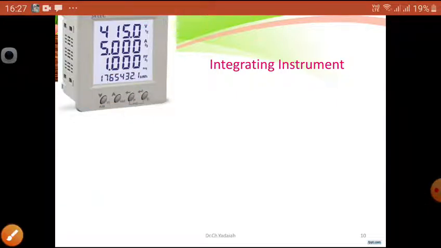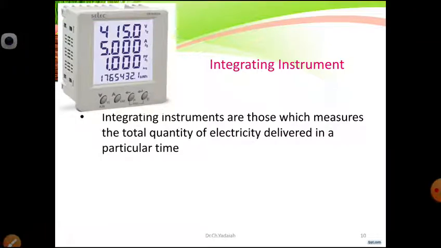The definition is nothing but the instruments which measure the total amount of either quantity of electricity or electrical energy supplied over a period of time. The integrating instruments are those which measure the total quantity of electricity delivered in a particular time to a consumer from a source. Now, what is the example?